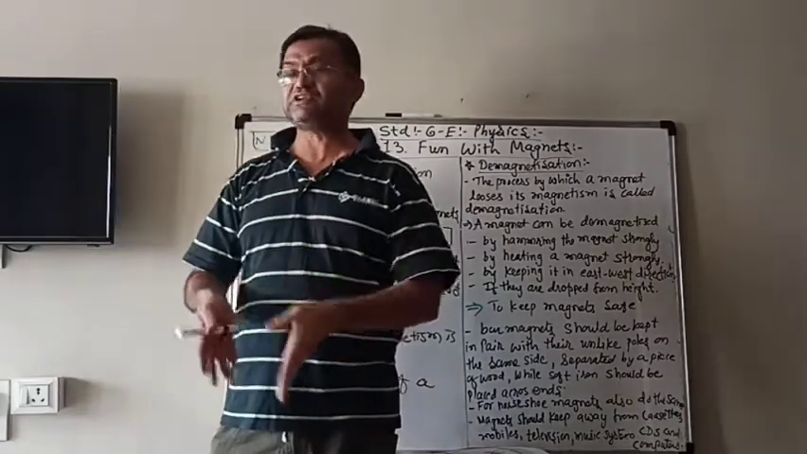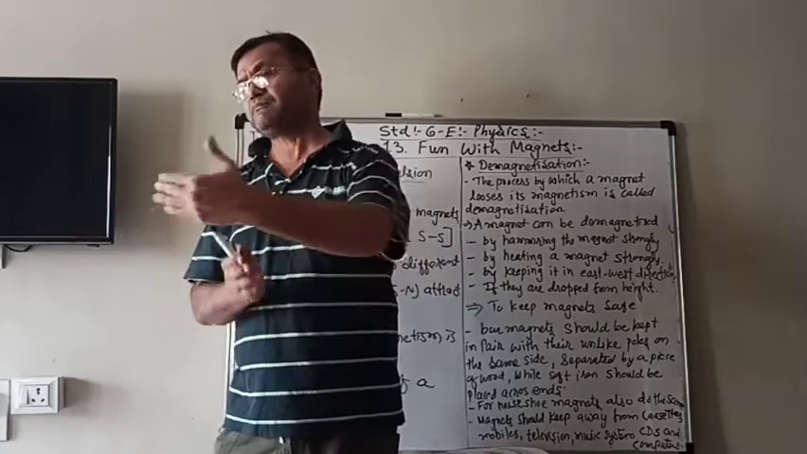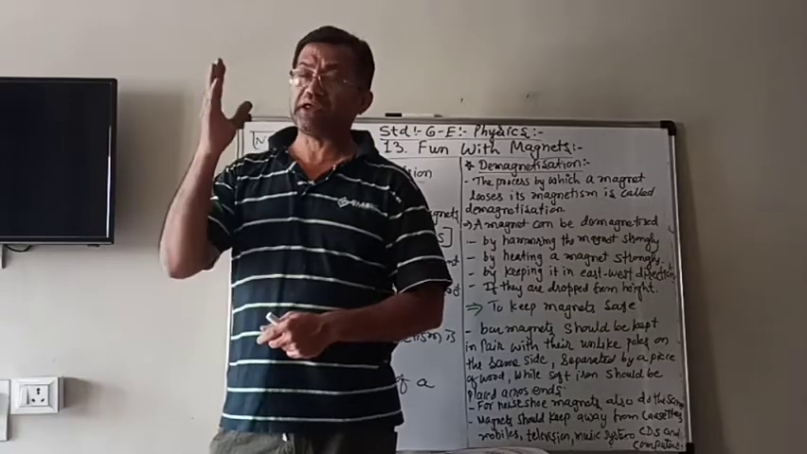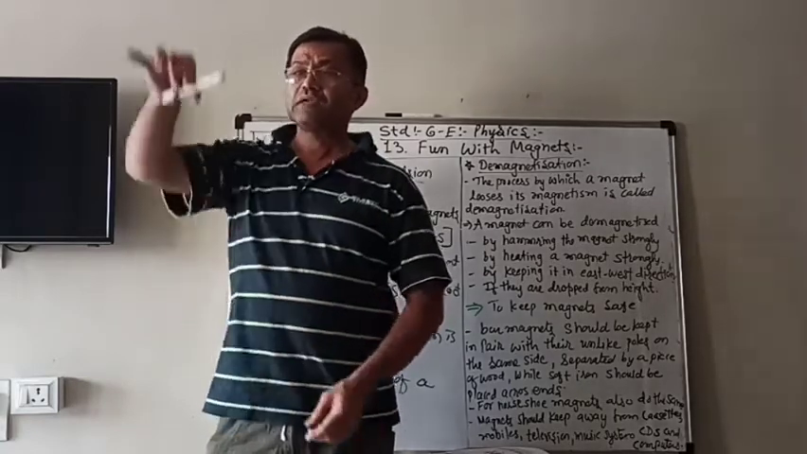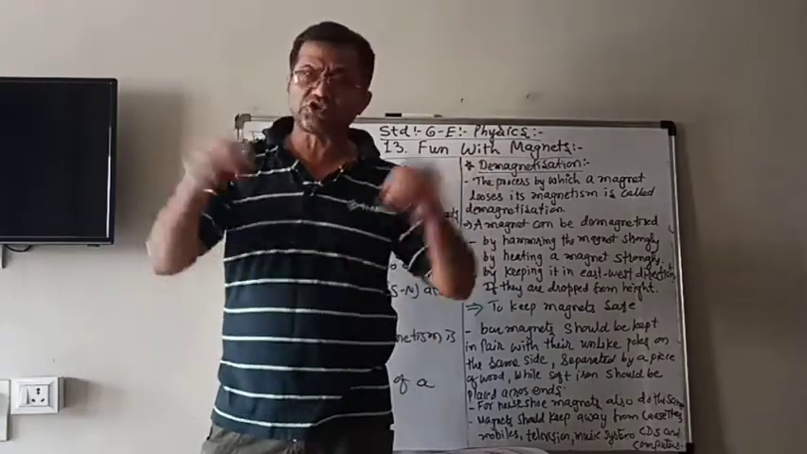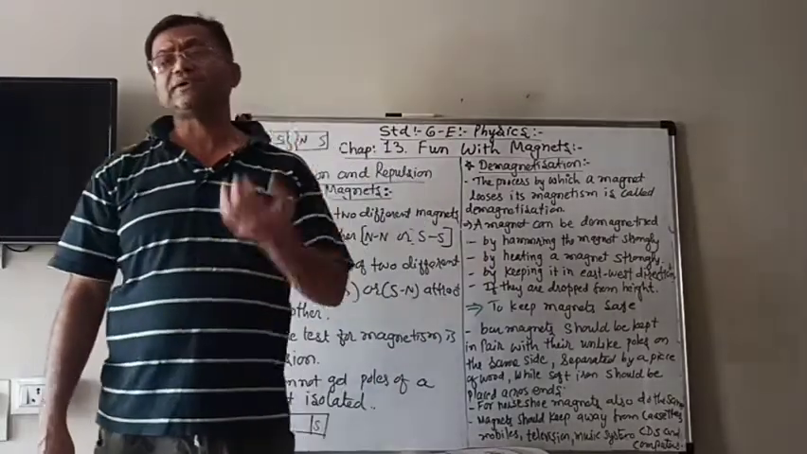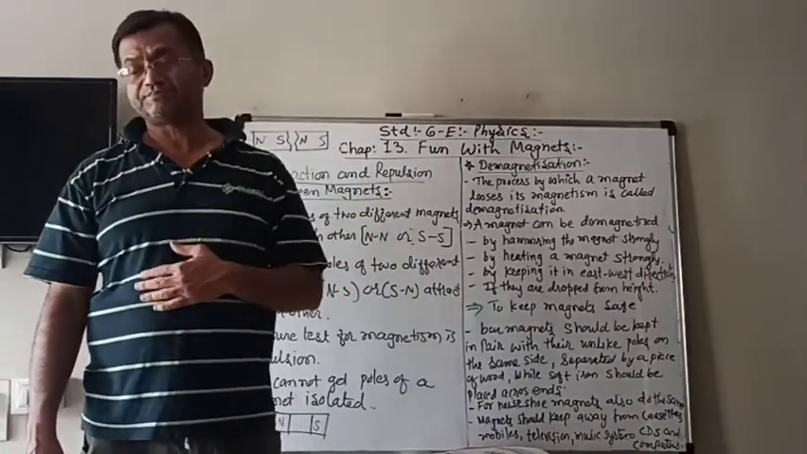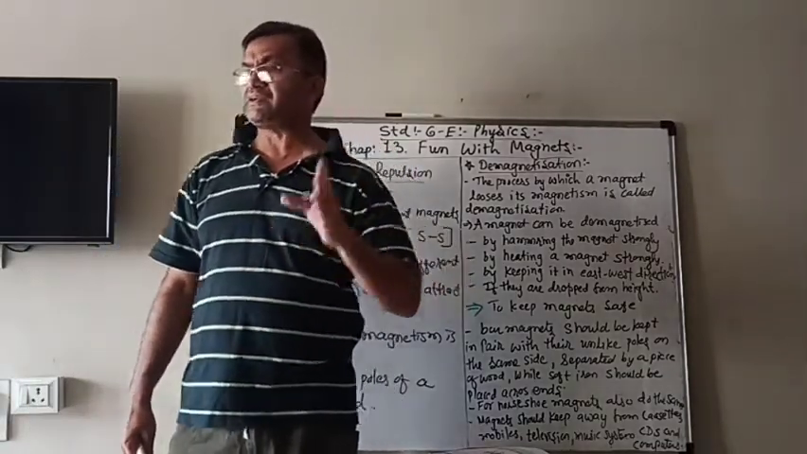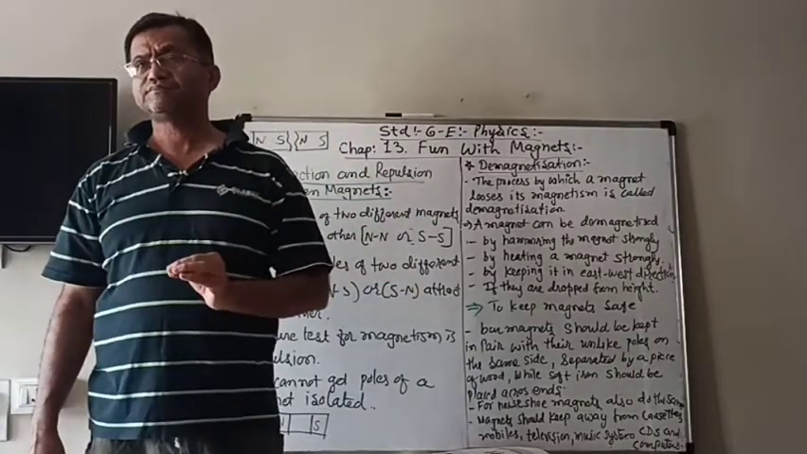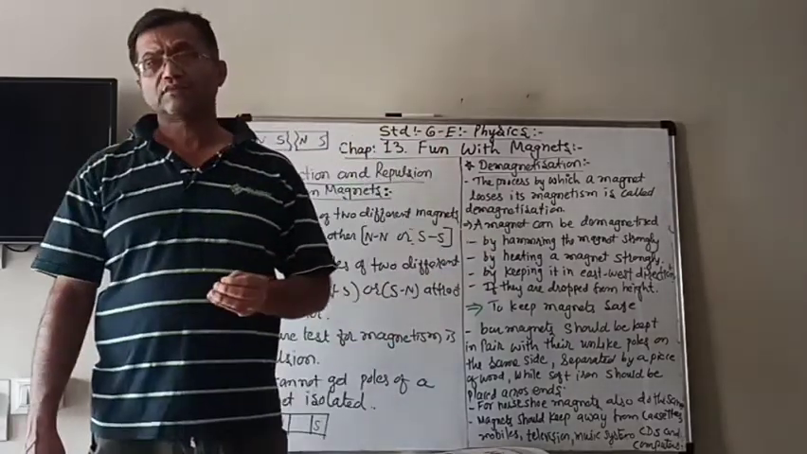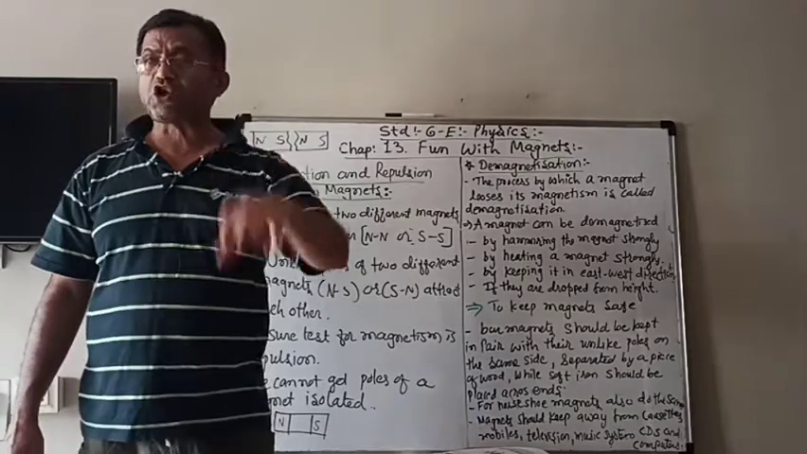Suppose we know that it should be in the north-south direction, but by keeping it in the east-west direction also, there are chances that it can lose its magnetism, or by dropping them from a height. If you drop it so many times, then slowly it will lose the magnetism. So now it means that we have to take care that the magnet should not be hammered, it should not be exposed to high temperature, and do not drop it from a height.